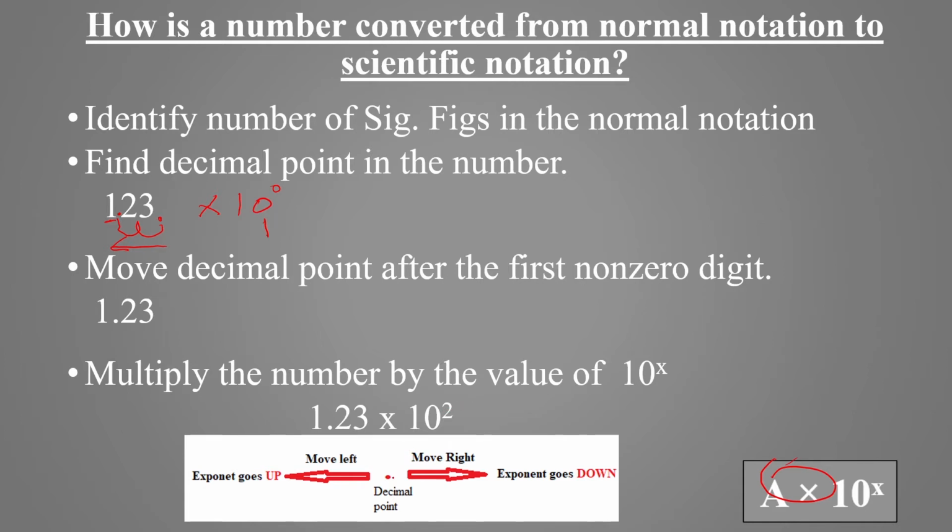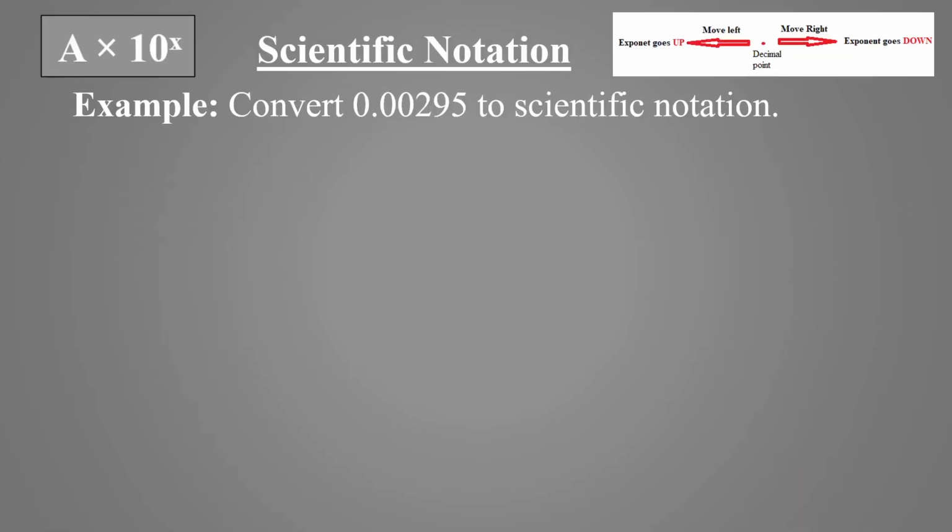But if you have to move the decimal to the right, then this exponent will go down. It means if it was 0 in the beginning and you are moving it to the right, then it will go in negative numbers like -1, -2, that type of number. We have some more examples to learn it better.